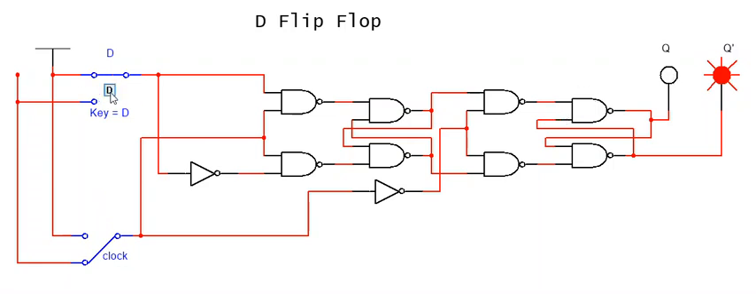Let me just do it one more time. D is a 1. Notice Q is not a 1 yet until the clock goes from 1 to 0. So this happens to change when the clock goes from 1 to 0. That's it. D is a 0. On and off, Q becomes a 0. And of course, not Q is always the opposite of Q. That's it.